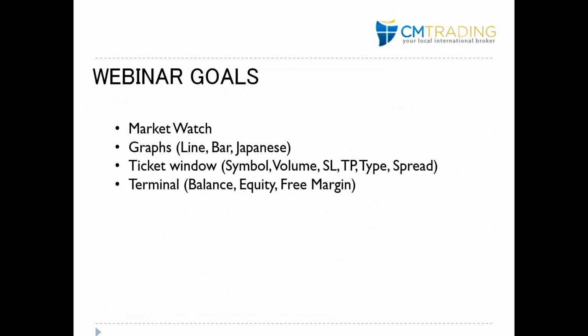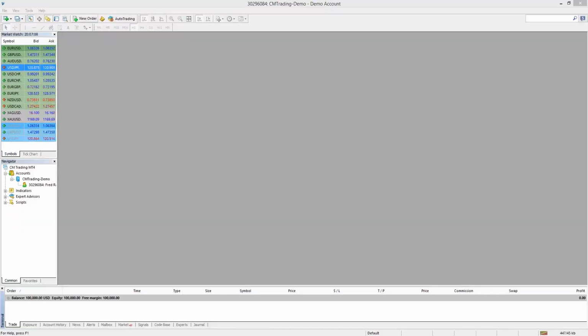So without further ado, if you'll bear with me just 1 second, we'll get it up. This is basically what the MT4 looks like when you first get it. It's basically just a sample page. This is a regular demo account. If you see on the top of it, this is my demo account at CMtrading, which I just set up this afternoon.